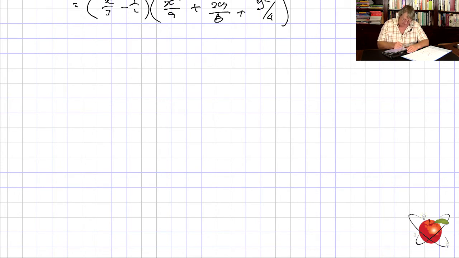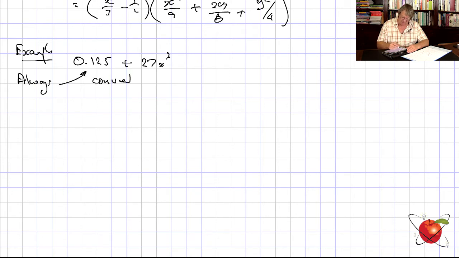Example: 0.125 plus 27x cubed. Okay, right, now what do we do first? Always convert to what? To a fraction. What is that? Put in your calculator, you get 1/8. Okay, so it's 1/8 plus 27x cubed.